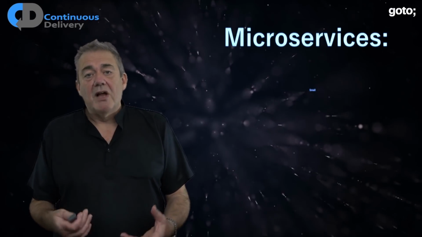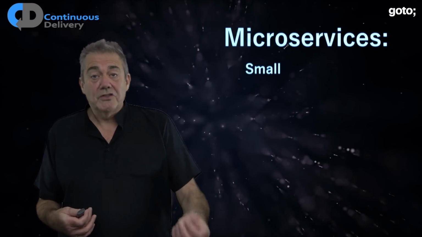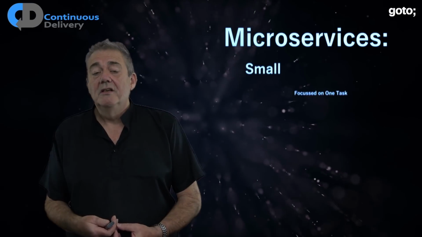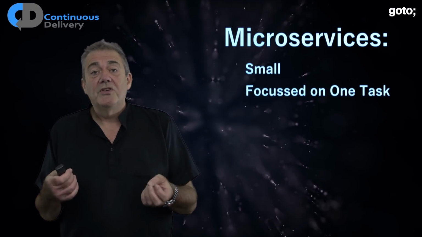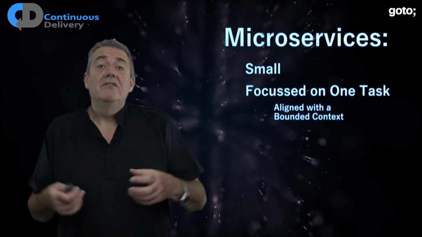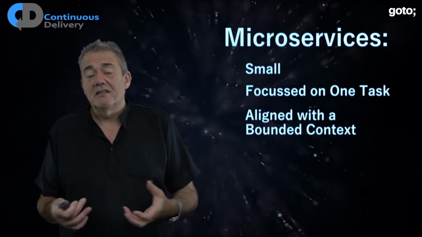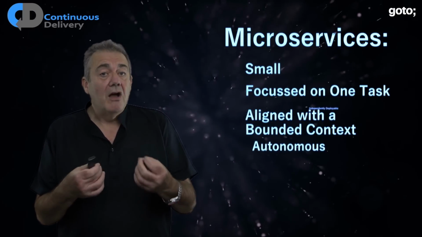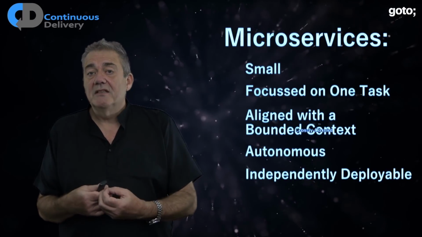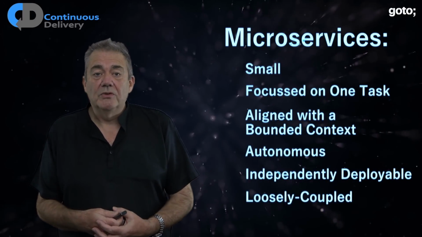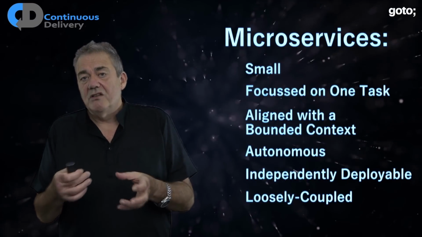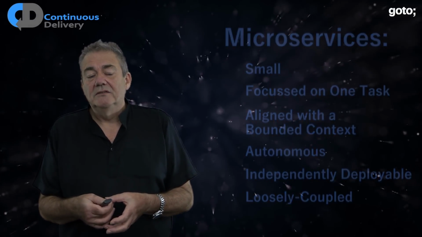Services as an organising principle for software systems has a very long history. We'll talk a little bit more about that later on. The defining characteristics of microservices are that they are small, as we've already mentioned. They're focused on accomplishing one single task. They're aligned with the bounded context in the problem domain. They are autonomous, independently deployable, and loosely coupled. Let's talk about each of those ideas in a bit more detail.